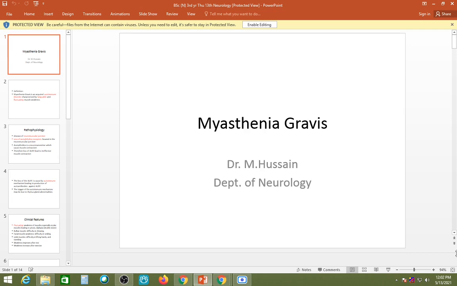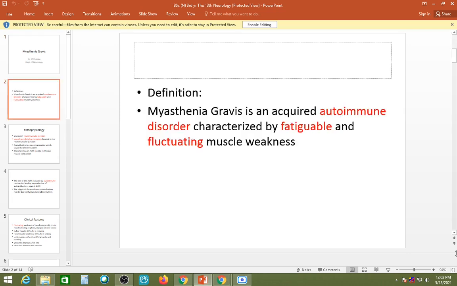Okay, so this is a neurological disorder. So what is it? It is an acquired autoimmune disorder characterized by fatigable and fluctuating muscle weakness. So what is it? It is muscle weakness. So that is the first thing you have to remember, that it is a disease of muscles, right? It is a disease of the muscle. The muscle is becoming weak.